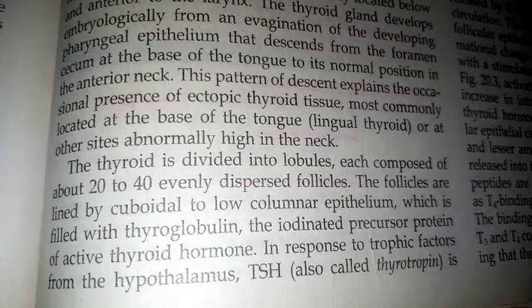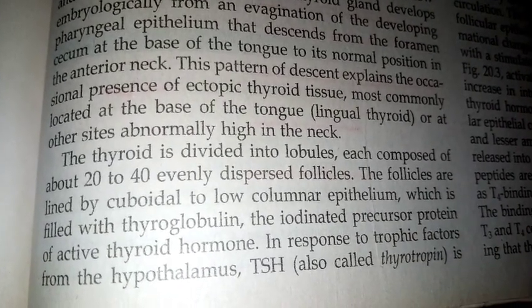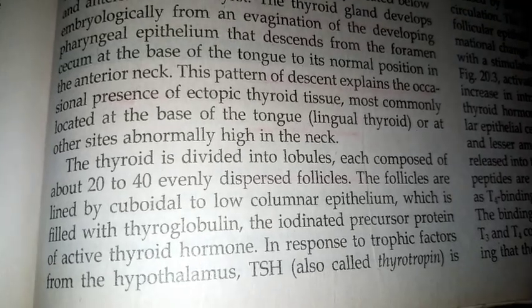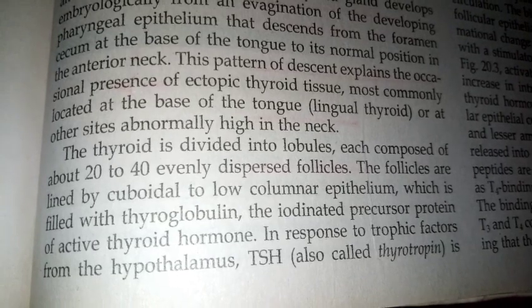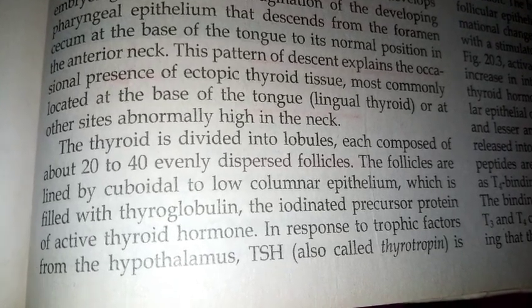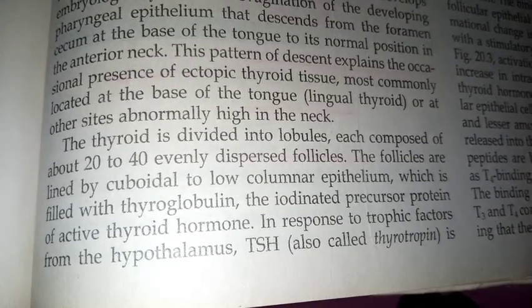This pattern of descent explains the occasional presence of ectopic thyroid tissue, most commonly located at the base of the tongue, which is lingual thyroid, or at other sites abnormally high in the neck.